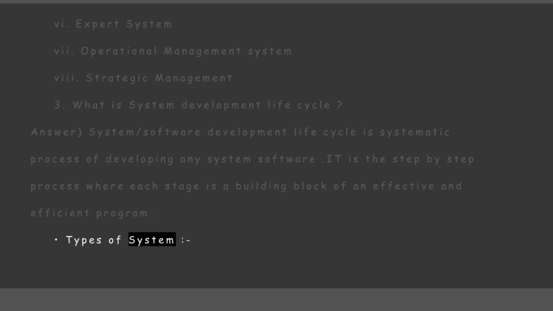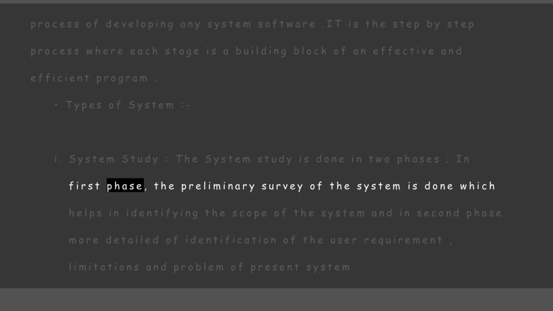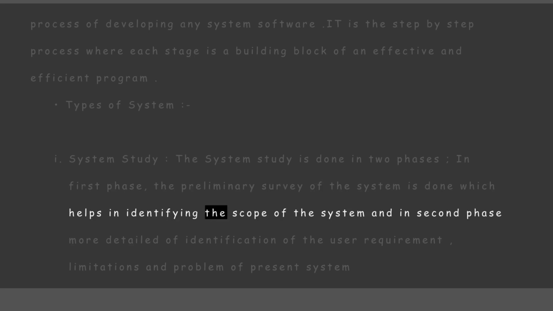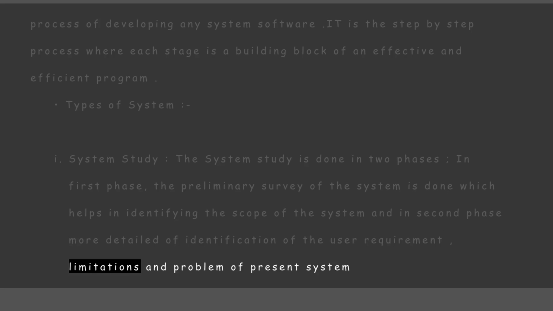Stages of system development. 1. System study. The system study is done in 2 phases. In the first phase, the preliminary survey of the system is done, which helps in identifying the scope of the system, and in the second phase, a more detailed identification of the user requirements, limitations, and problems of the present system.